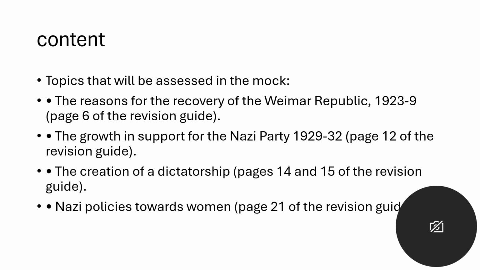So on the screen in front of you, you've got the relevant page of the revision guide that you need to turn to. There are some questions in your mock preparation booklet as well that you need to answer. If you're unsure of where that booklet is, you can look on Arbor and it's saved up there for you. So those are the topics that are going to be assessed tomorrow. So making sure, please, that you have gone through those on the revision guide. And if you don't know where that is on Arbor.